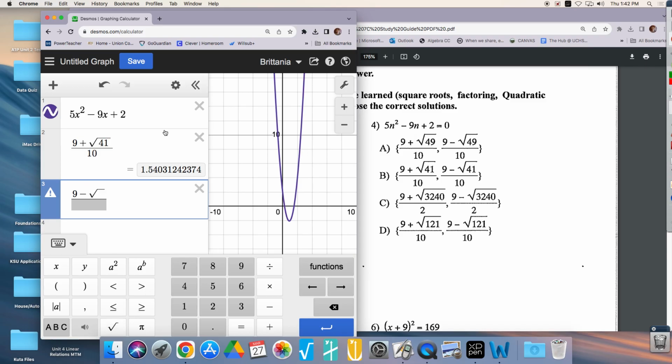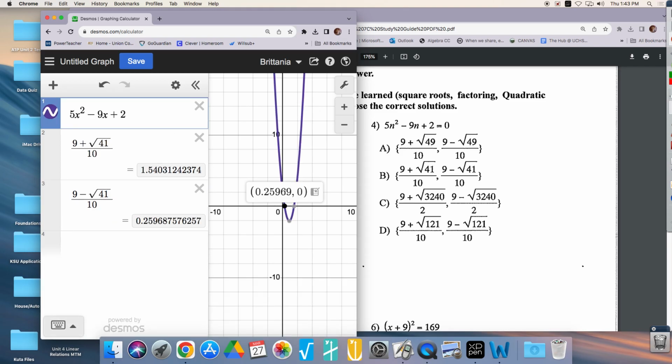Come on, friend. There we go. Over 10. And then we got 0.259. Oh, that's perfect. That is the answer. So we got B as our answer there. So that's a good way to do it.